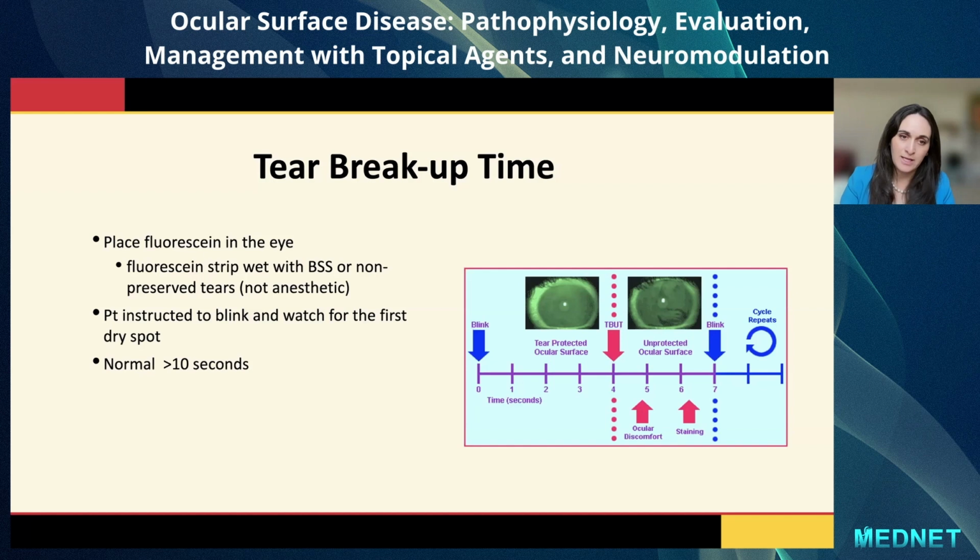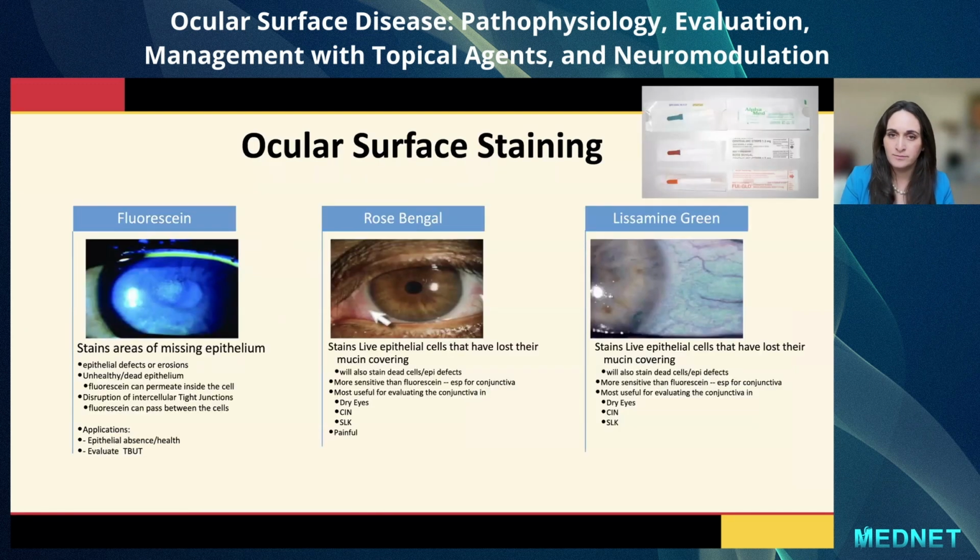And then you have the patient blink, and then you look for the dry areas on the cornea and you count how long that takes. I like to do it 3 times and then average those. Normal is more than 10 seconds. So what you can see here is that there's a clear surface, and then you can see that the surface breaks up.